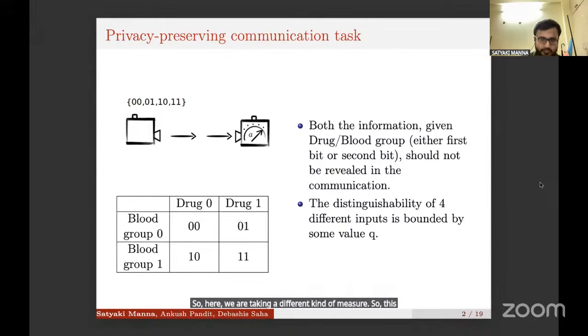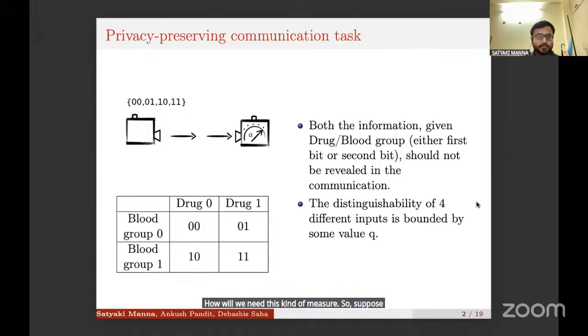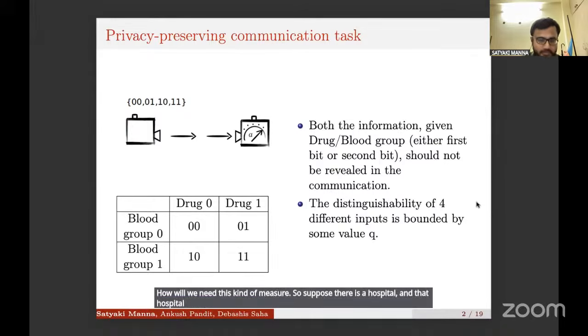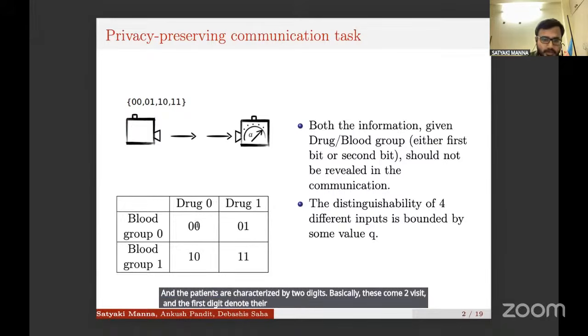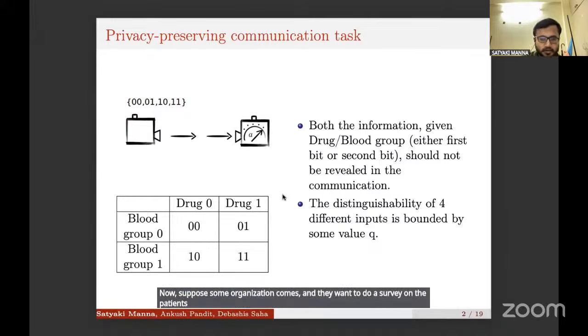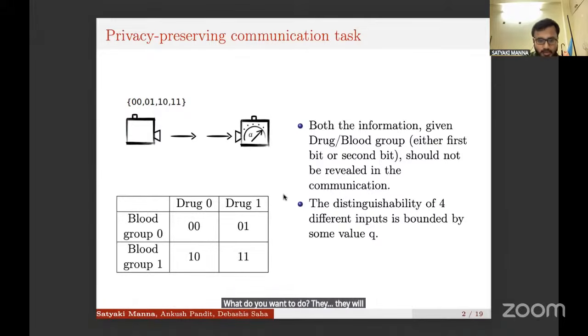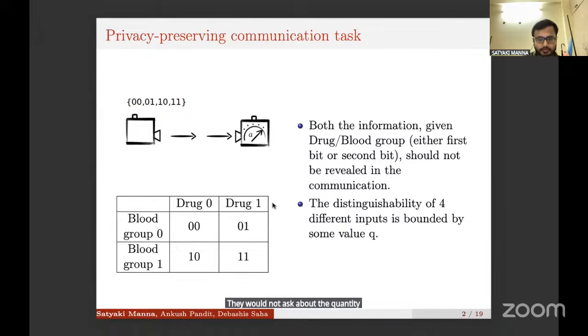This task will make clear why we need this kind of measure. So suppose there is a hospital and that hospital has 4 patients, and the patients are characterized by 2 digits. The first digit denotes their blood group, and the second digit denotes what drug they are given. Now, suppose some organization comes and they want to do a survey on the patients. They will ask either the blood group of the patient or the drug given to the patient. They would not ask both quantities at the same time.